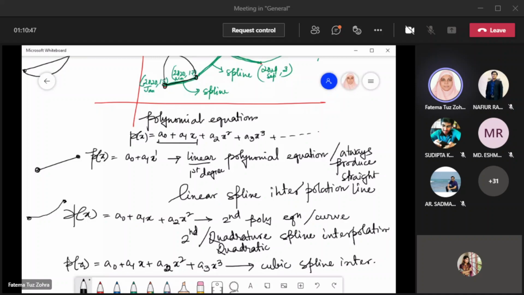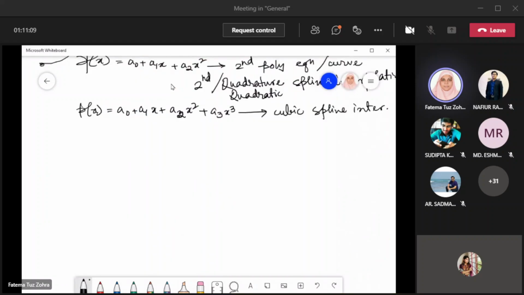Next, interpolation must follow some conditions. So what are the conditions? The first condition is the function must be valid in between the given domain. So if f(x) equals x plus 1, what is the domain of that function?